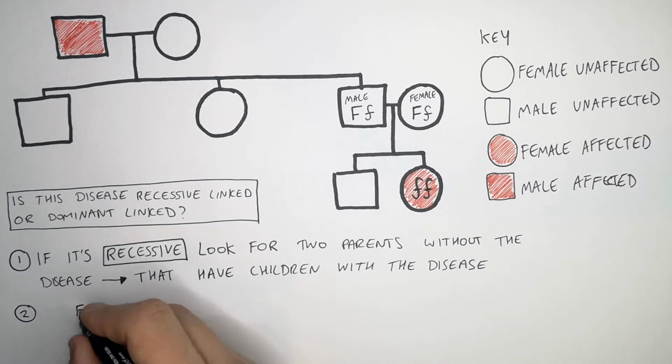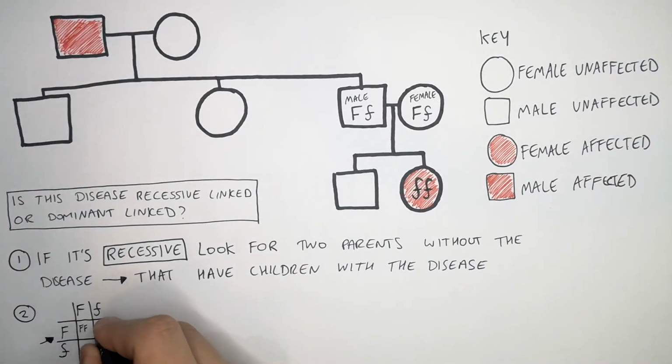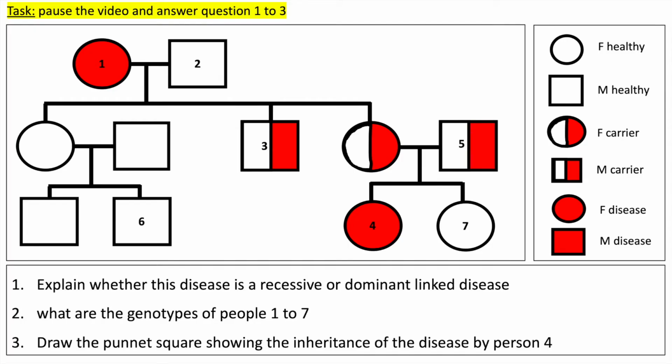So if you then do the genetic cross diagram, you can then identify one child with the disease, so it must be a recessive linked disease. Pause the video to answer these three questions. The answers will follow, and I'm going to go through it.